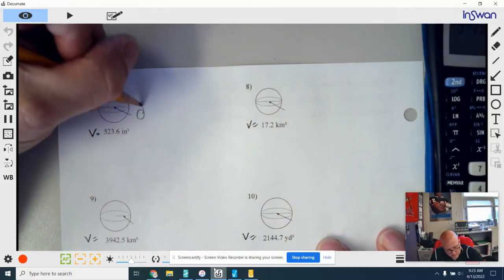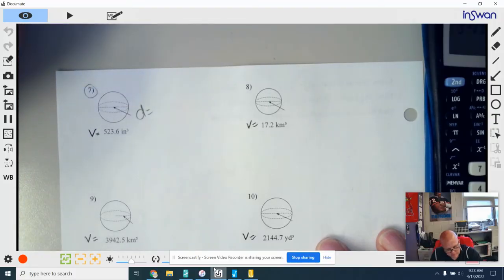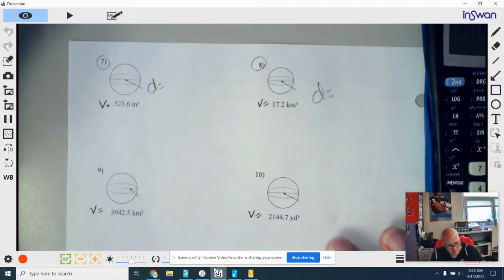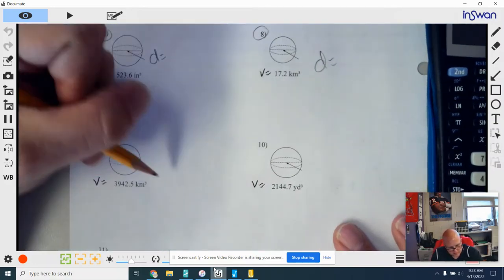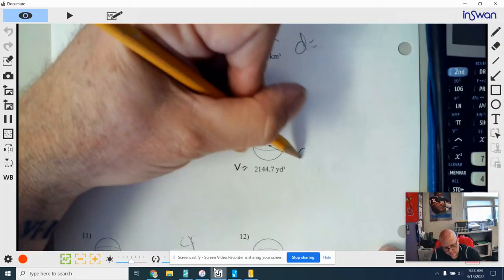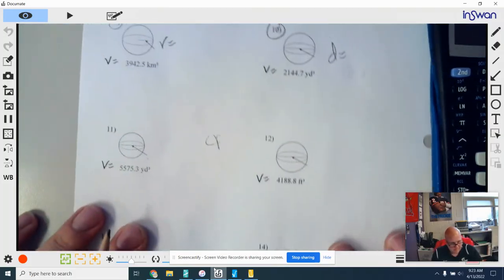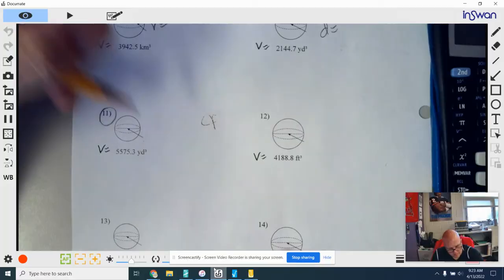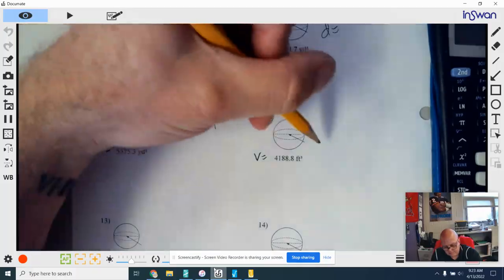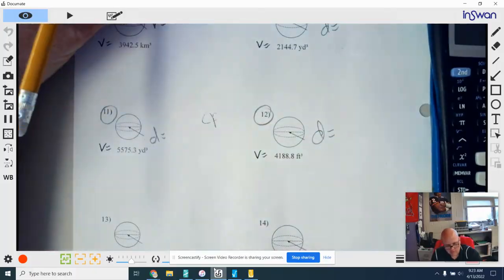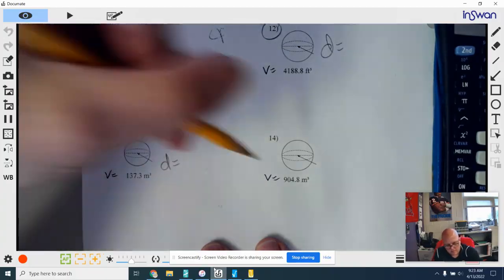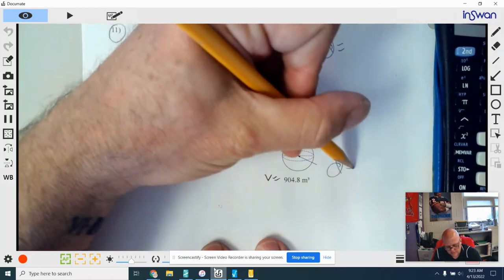7, solving for diameter. 8, solving for diameter. 9, it's the radius. 10, diameter. 11, diameter. 12, diameter. 13 is our diameter. And last 14, also a diameter.